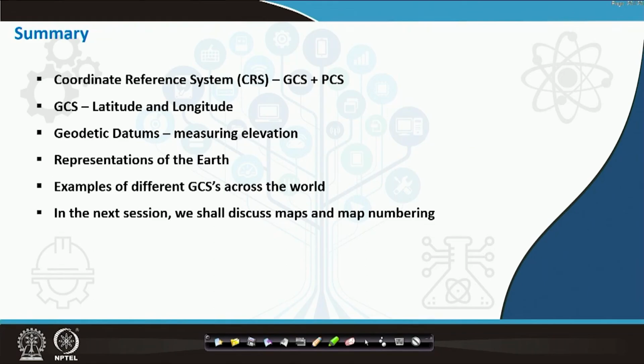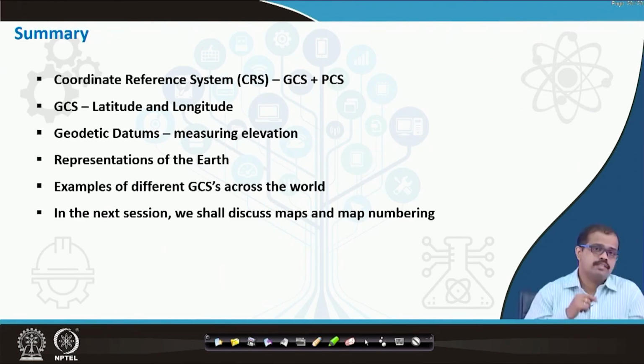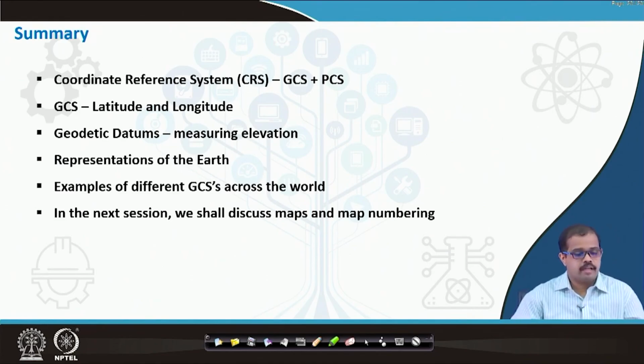Then we looked at the representations of the Earth. Please remember, this representation of Earth is to show how a particular land mass is reduced from the three-dimensional Earth to a two-dimensional Earth, where it can be easily interpreted. Otherwise, it is much more difficult for anyone to visualize what is there on the Earth's surface. Then we saw examples of different GCS. I am repeating again: WGS84 is the most widely referred system. We have various other systems.